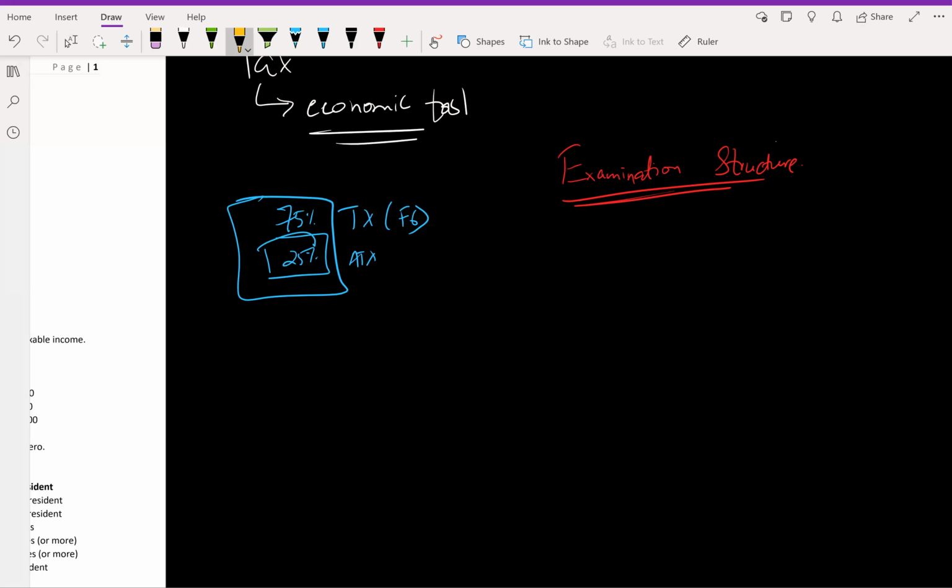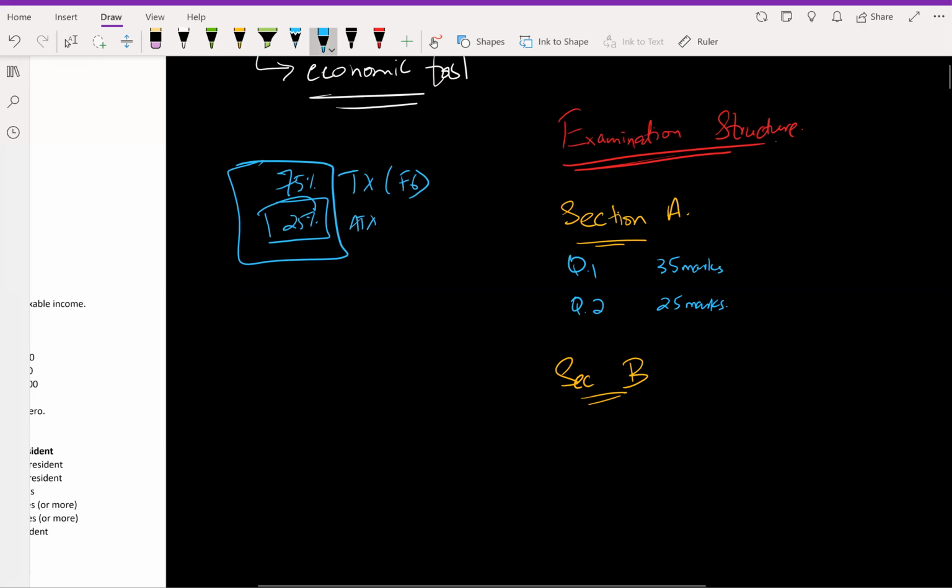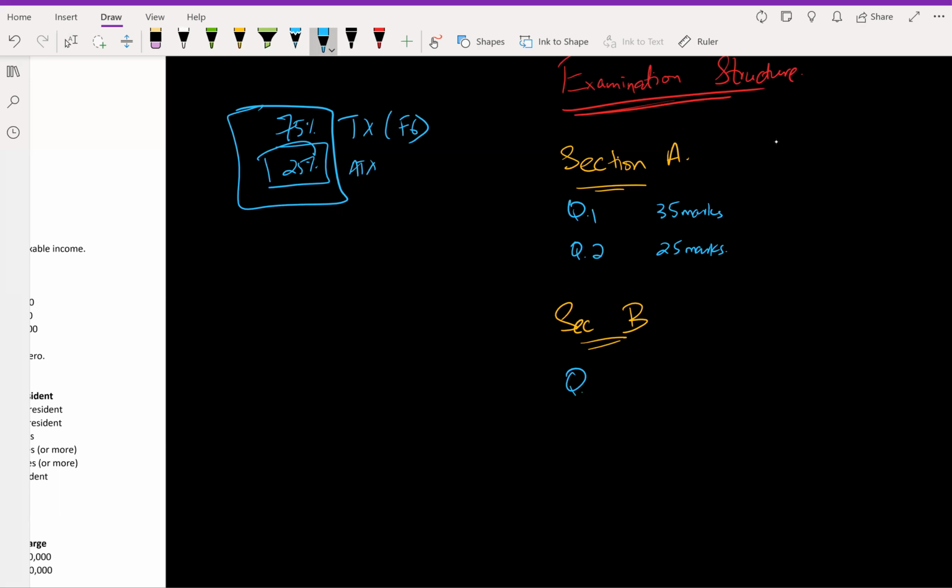Okay. So the examination structure is basically you'll have two sections, right? Section A and section B. Section A, you'll have two questions. Question one, question two. Question one will be for 35 marks, scenario based. This will be for 25 marks, scenario based, right? And question three and question four.